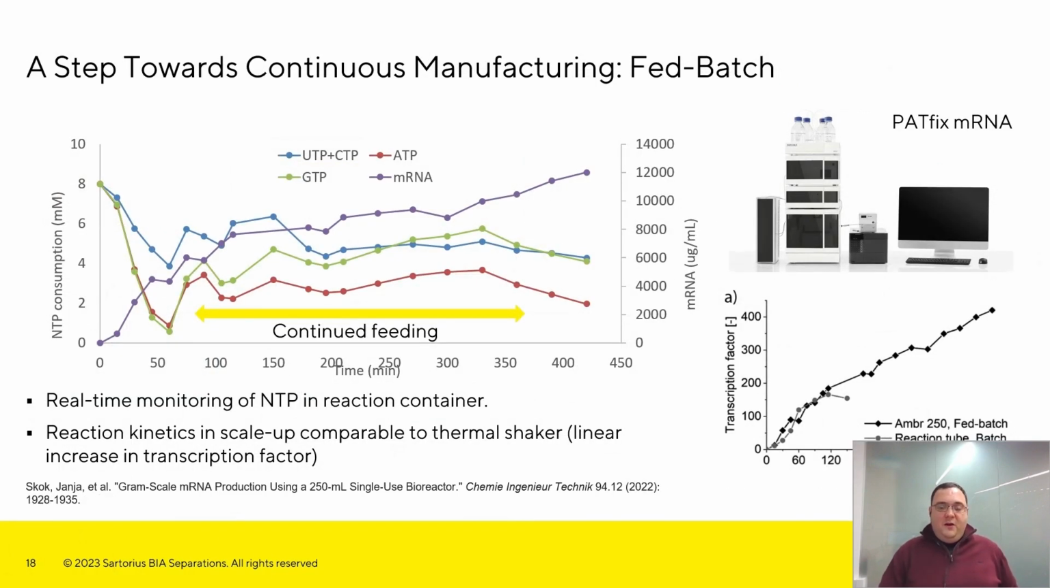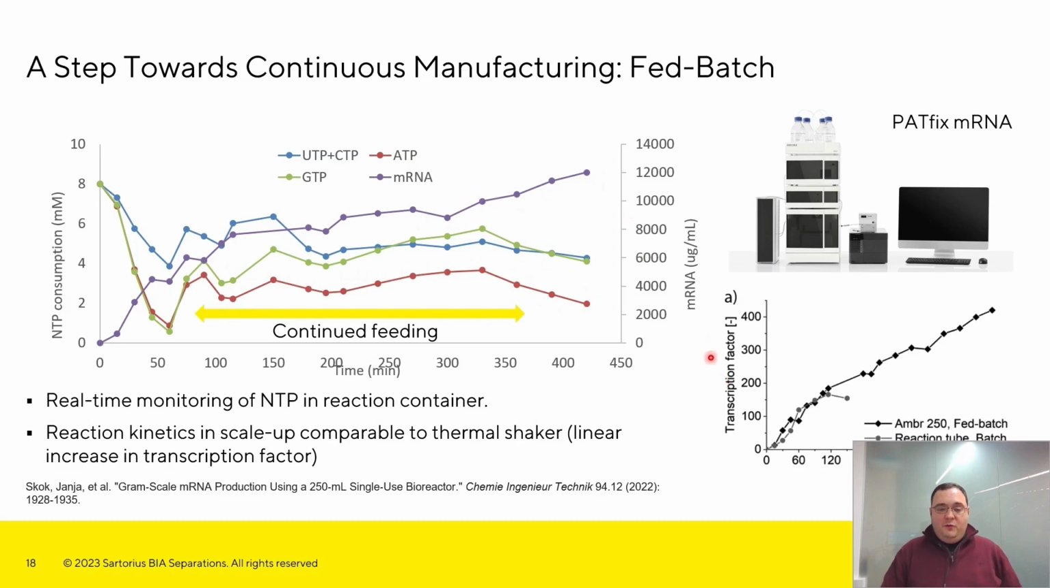Further than that, we can go towards continuous feeding and continuous production of mRNA. What we've done in this paper using PATfix mRNA platform and Ambr reactor system was that we set up the initial reaction where the nucleotides got consumed, and then based on the kinetic profiles that we determined, we set up the feeding of nucleotides so that nucleotides in the reaction would stay stable around a certain point. As you can see here, they're pretty much stable until we turn the feeding off, and then they get consumed. And the mRNA pretty much comes up almost to 12 milligrams per milliliter as a final yield.